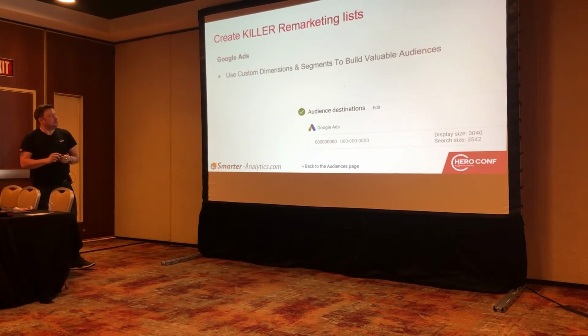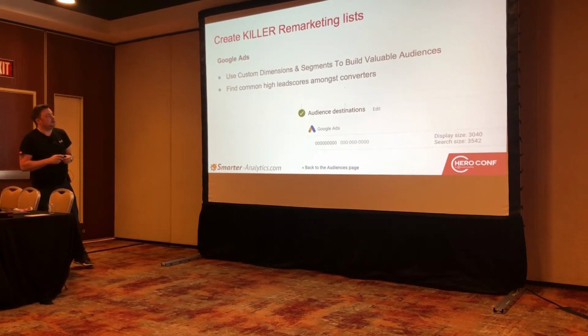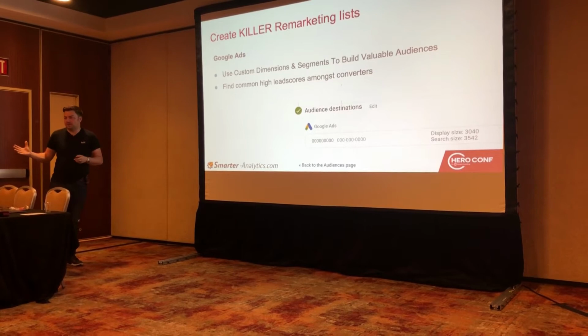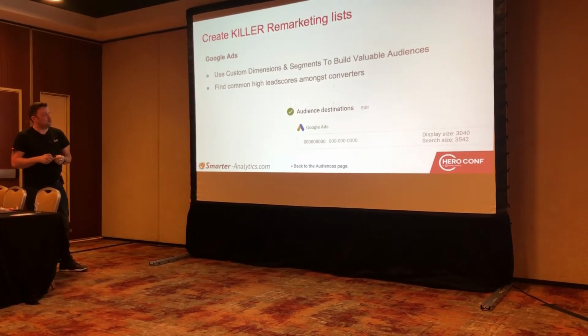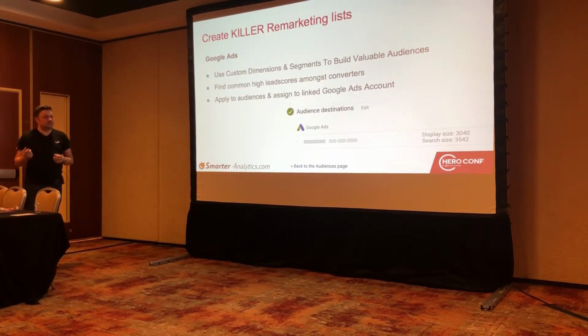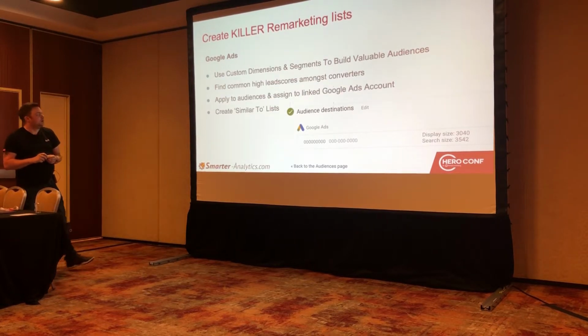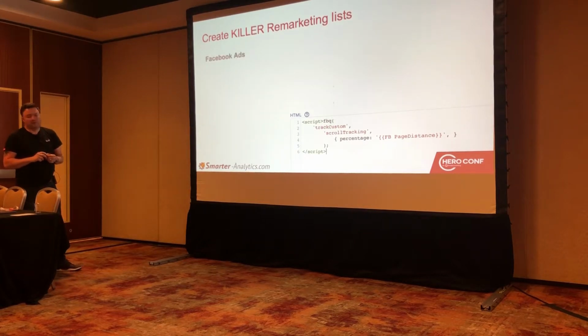In Google Ads, you can create custom dimensions and segments to build valuable audiences, and then find common high lead scores amongst converters, and then apply that as a remarketing audience to carry on attracting the same kind of people. And you can use that for similar audiences and the like. I'm hurrying up because I'm aware that we're running out of time.